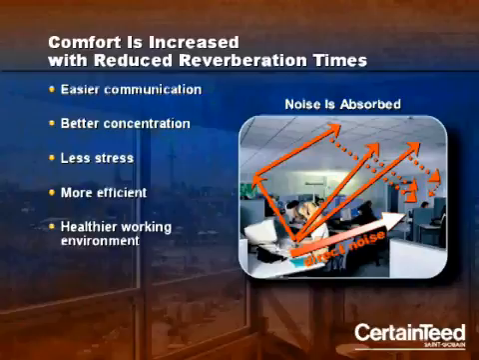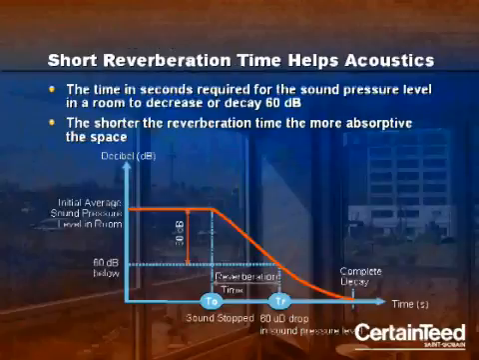This can lead to easier communication, better concentration, reducing stress, and making workers more efficient, as well as leading toward a healthier working environment. So the goal of creating short reverberation time to help acoustics in a room is expressed this way in a laboratory setting. This chart represents a sound that is generated in the lab, then stopped, and the reverberation time is measured in seconds until the sound level drops 60 decibels. This is a simplified example of how reverb time is measured.